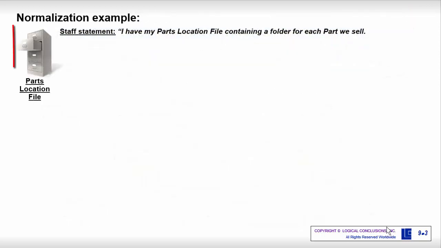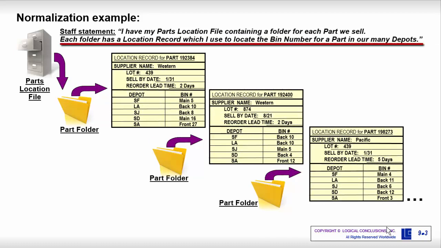I want you to picture a warehouse parts location file. Throughout this section, I'm going to use a dialogue with the warehouse staff to show my examples. The first statements from the staff are: I have my parts location file containing a folder for each part we sell. Each folder has a location record which I use to locate the bin number for a part in our many depots. On the screen is a depiction of some of the folders with their content.